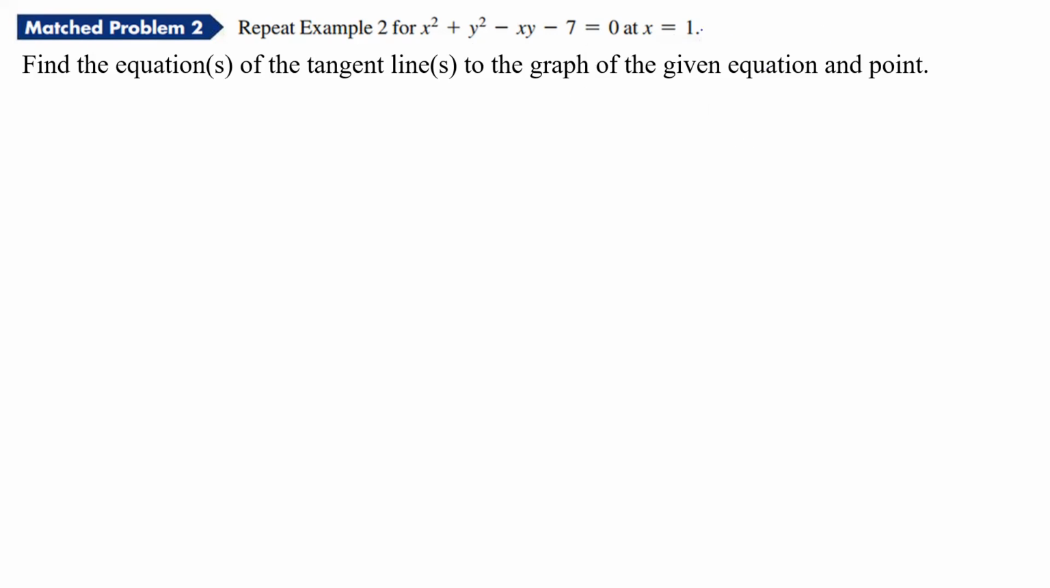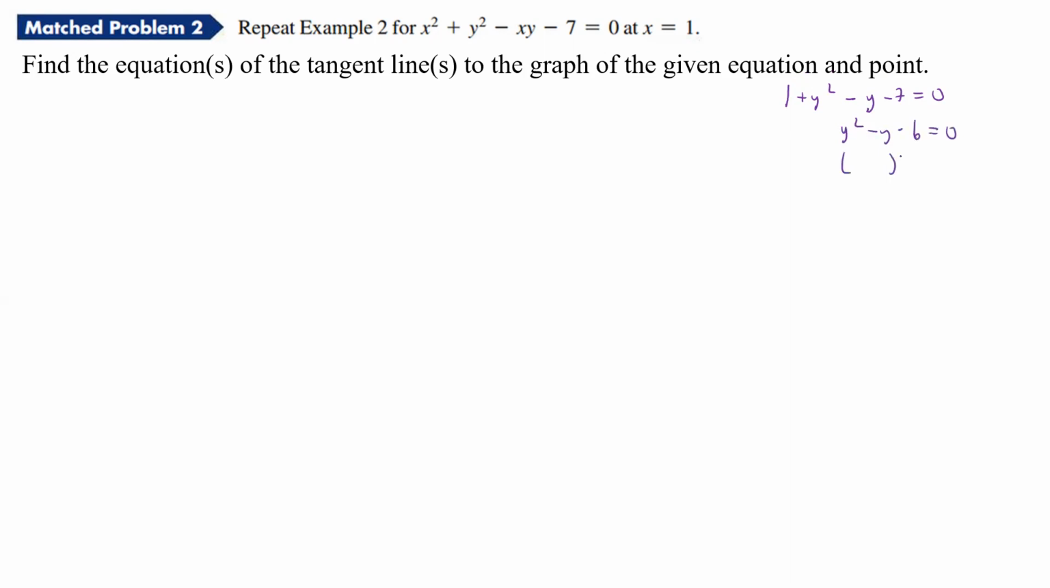So if we plug in 1 here, we're going to get 1 squared is 1, plus y squared, minus 1 times y, so it's going to be a y, and then minus 7, and that's equal to 0. Well, 1 minus 7, that's going to give us y squared minus y minus 6 equals 0.